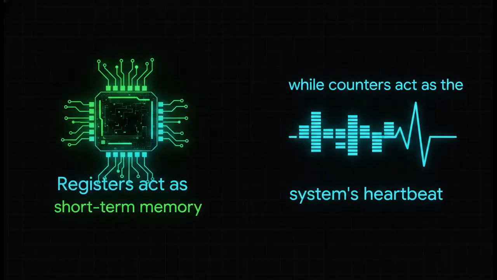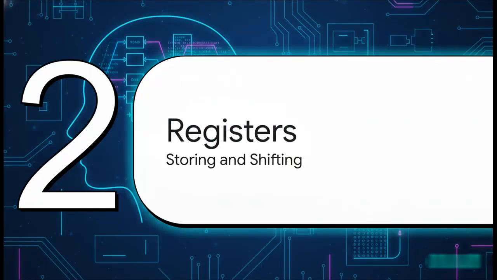Here's where we meet the two main characters of this explainer. Think of registers as the incredibly fast short-term memory of the system. They're the ones holding and moving the data around. Counters, on the flip side, well, they manage the time. They push the system forward on each and every clock cycle. It's really like a steady digital heartbeat, keeping the whole shebang synchronized. Moving right along to Section 2, Registers, Storing and Shifting.